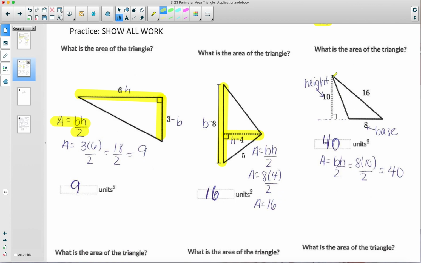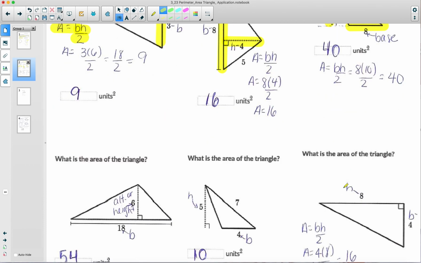So I'm just going to go through, and again, here's our height of 10. And if you take a look, I drew an auxiliary line to extend the base, because remember, your height is the altitude. So that's the vertex and must be perpendicular to the opposite side. We can extend that side and say, okay, here's my height, and our base is over here at 8. So we have our 8 times 10 divided by 2, which is 40.